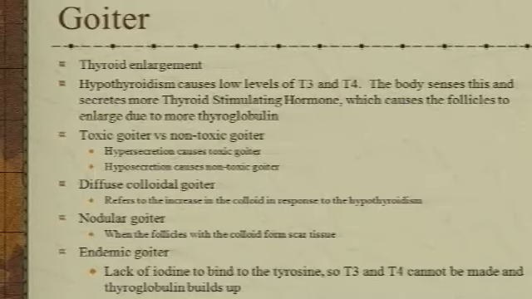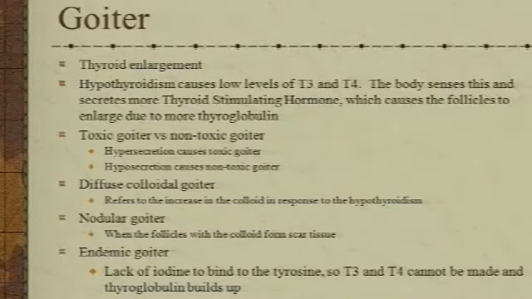Goiter is going to be that thyroid enlargement, okay? All different types of goiter. Hypothyroidism is going to cause those low levels of T3, T4 we talked about, right? The body senses this, secretes more TSH, causes the follicles to enlarge. So until we fix either the autoimmune component or the lack of iodine, this is going to cause a goiter, because the brain's going to keep trying to stimulate it, but they're not releasing T3, T4.